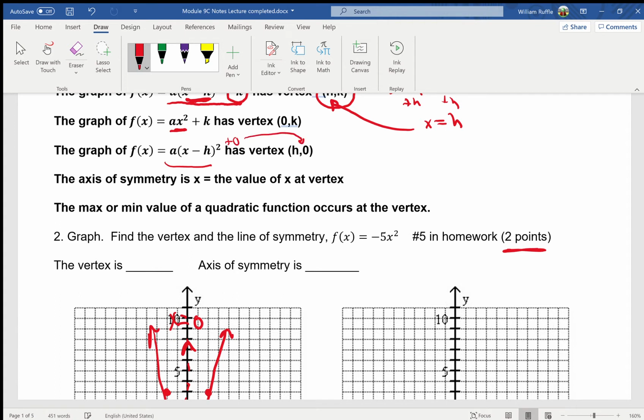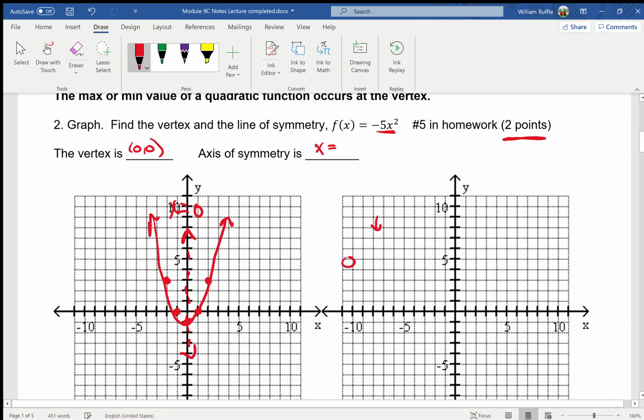So this next one, there's nothing in parentheses. So my vertex is 0, 0, because there's nothing being added to this. The axis of symmetry is always x equals whatever the x value is, which is 0 again. This time it's a negative sign. So if I find another point, that jumped on me. So it's x equals 0.